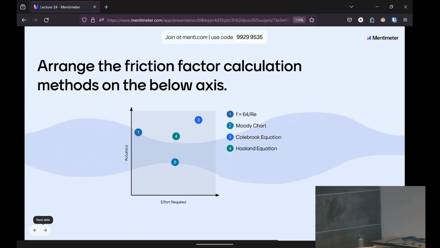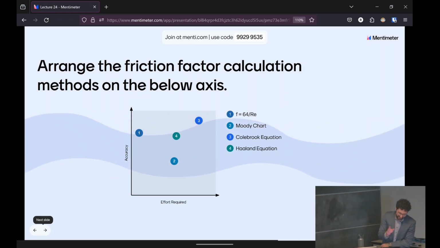The Colebrook equation probably takes the most effort, but it's also super accurate, so I would put it there. The Holland equation is only 2% off the Colebrook equation, but it's a lot less effort, so I put it about where you guys have it. Good enough for hand calculations, but 2% error over a pipeline that's thousands of kilometers long can actually make quite a difference, so that wouldn't be used for that case. And the Moody chart takes a decent amount of effort, as you saw, and you don't really get that much accuracy because you have to interpolate all these different things. So I'd agree with most of these, except for the laminar case, it's exact.